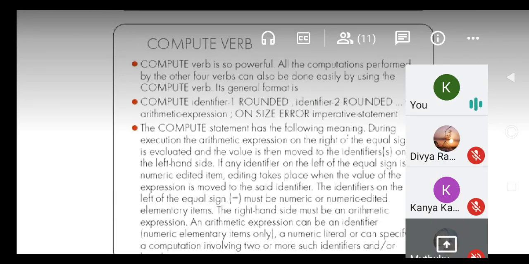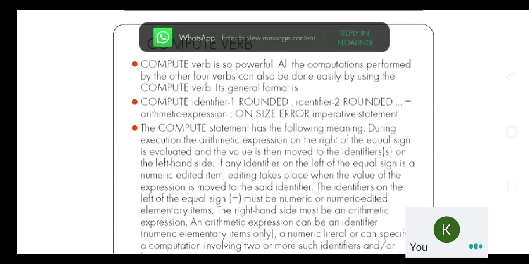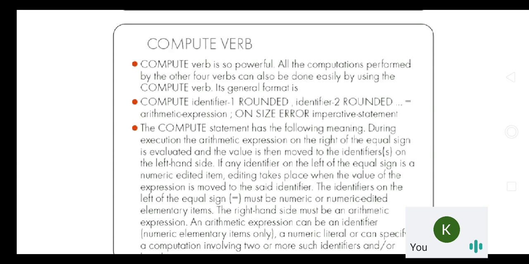Now we are going to discuss the compute verb. In COBOL, this particular verb seems to be a very important one. Already we have discussed some various arithmetic verbs, like add, subtract, multiply, and divide. All those four verbs are very important, and using them we are able to perform arithmetic operations. To perform simple arithmetic operations, we use those arithmetic verbs: add, subtract, multiply, and divide.